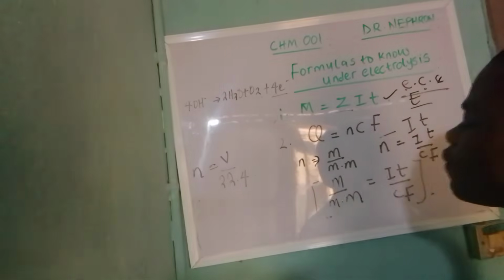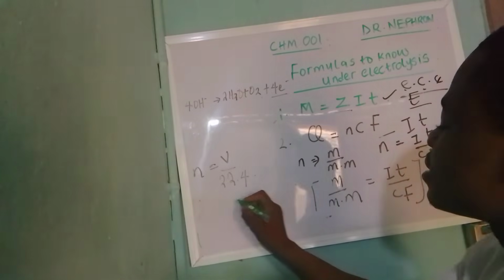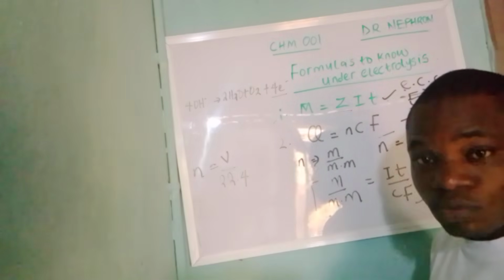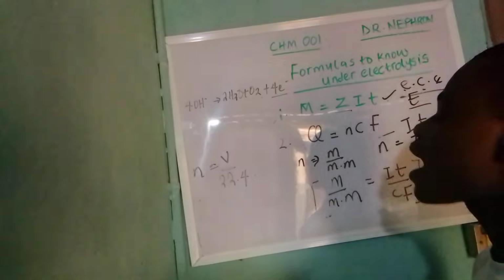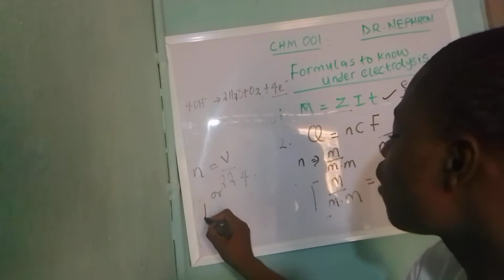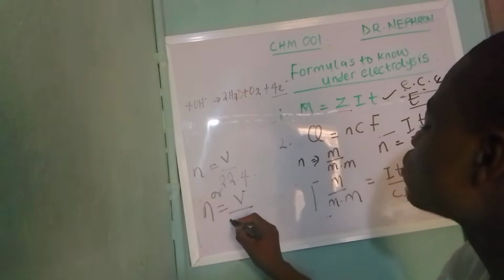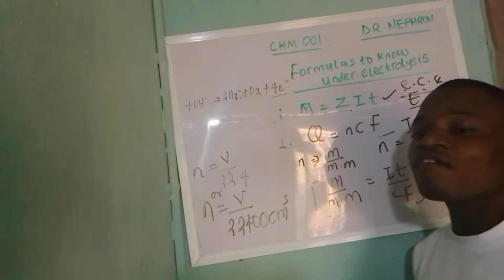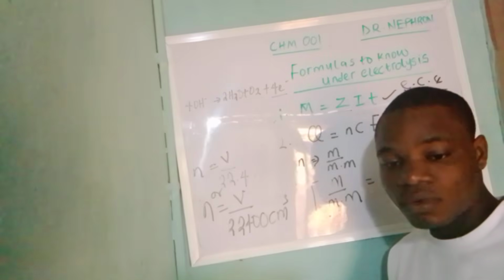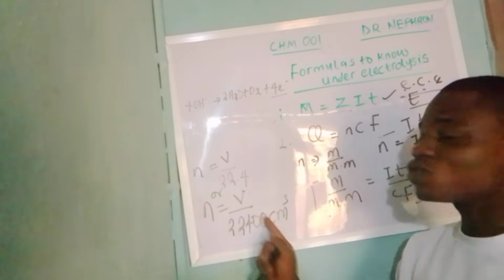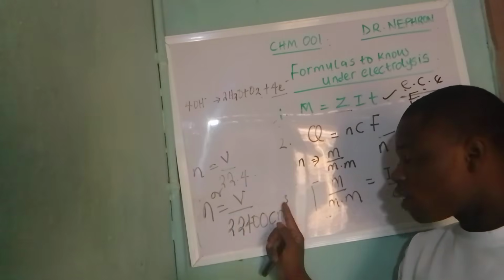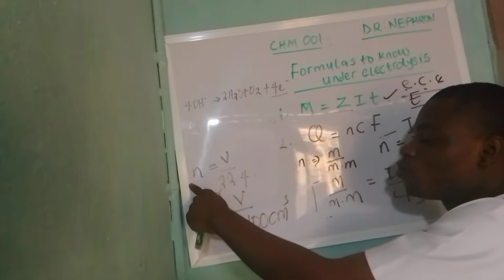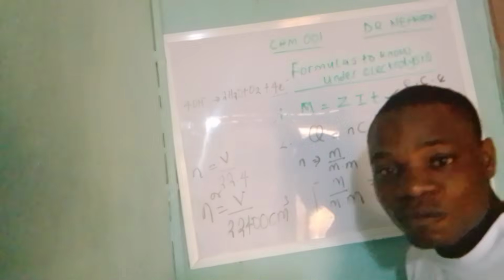Now if the gas molar volume is given as 22.4, do not forget that it is in dm cube. So that means my formula can also change, number of moles equal to volume over 22400 cm cube. That means if your volume is given in cm cube, we are using this one: number of moles equal to volume over 22,400 cm cube. But if it's in dm cube, the number of moles equal to the volume over 22.4 dm cube.